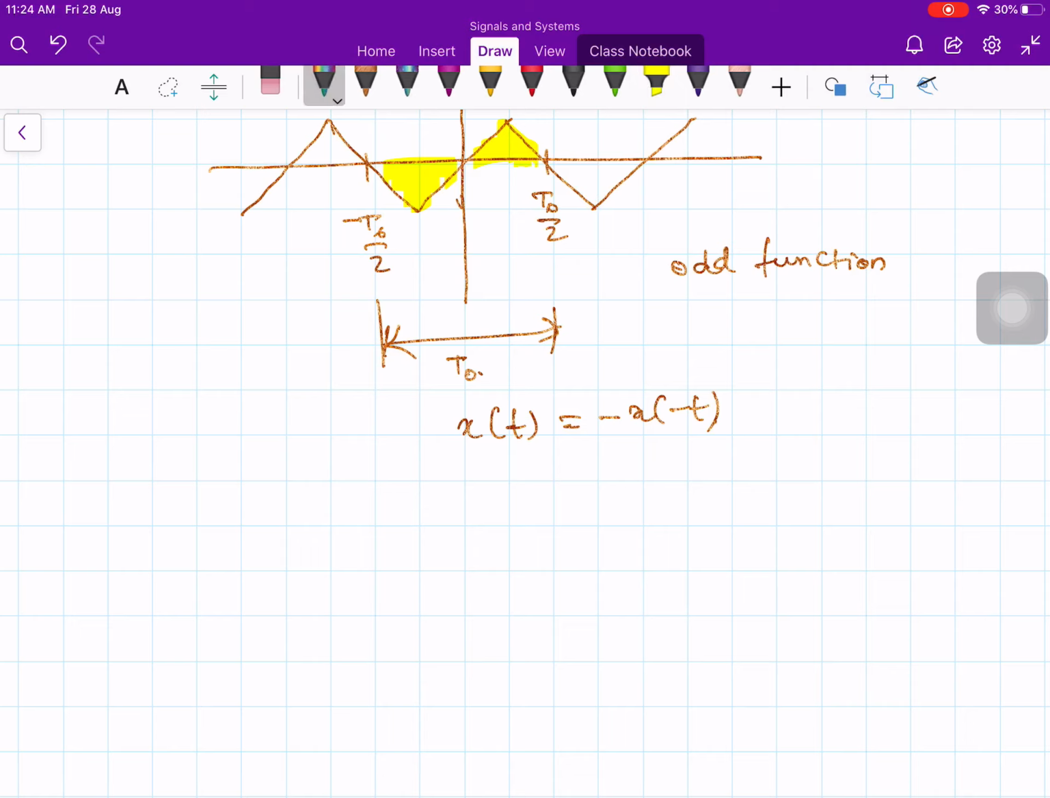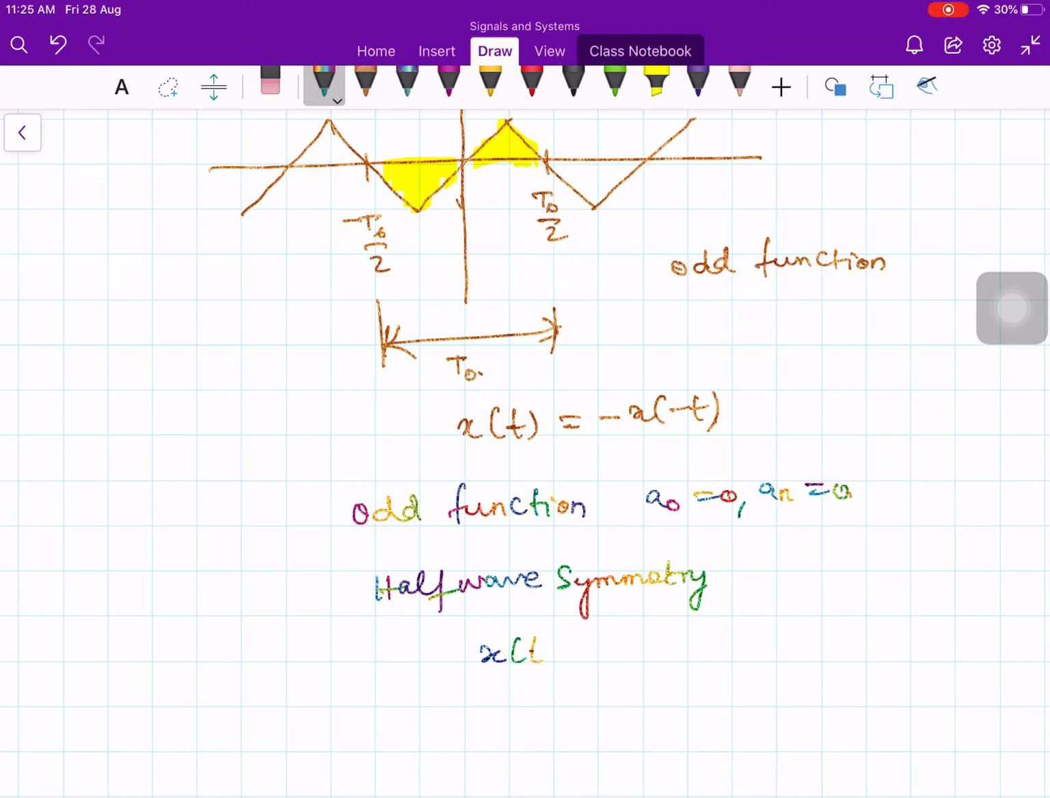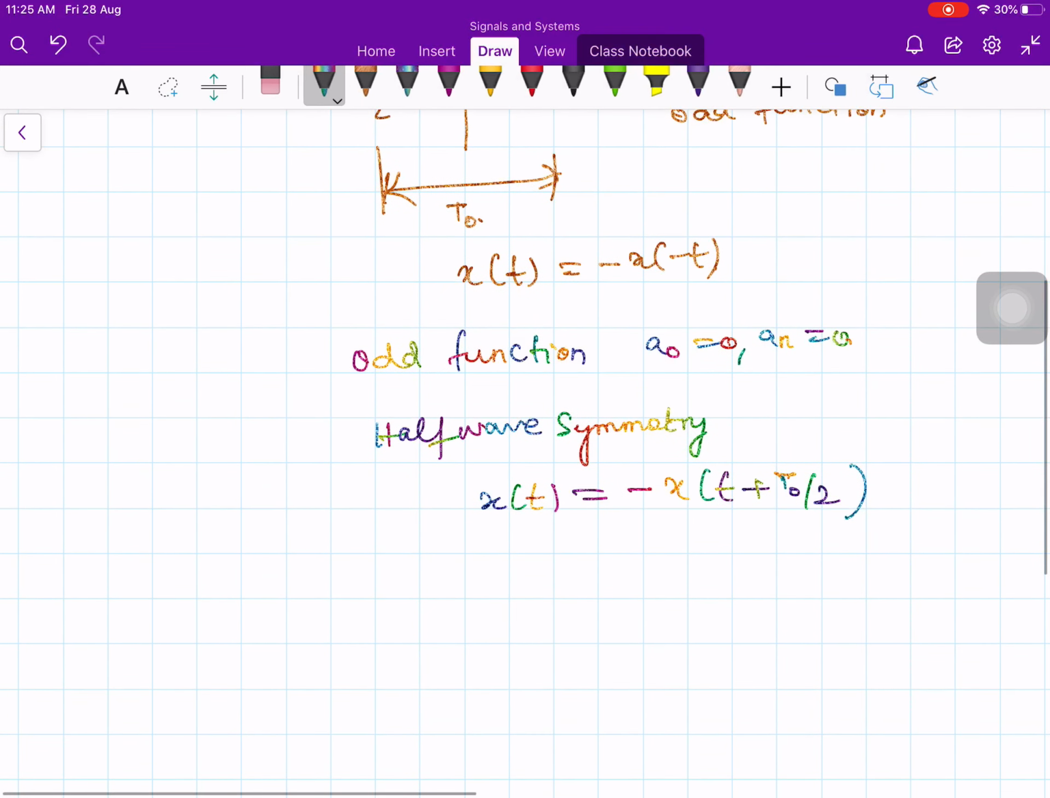So there are two things in this one. One is odd function. Odd function means a naught is equal to 0 and an is equal to 0. And the second one is that it has half wave symmetry. In half wave symmetry, we said that x of t is equal to minus of x of t plus t naught by 2. Therefore, the result is that this can have only sine terms but odd harmonics.